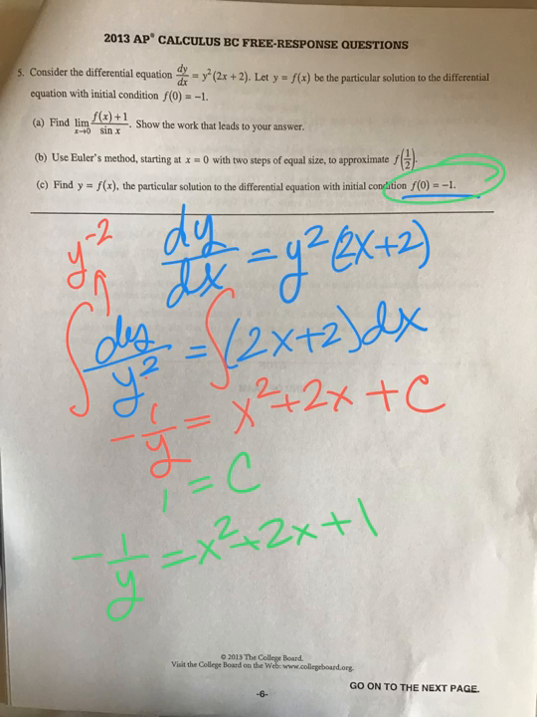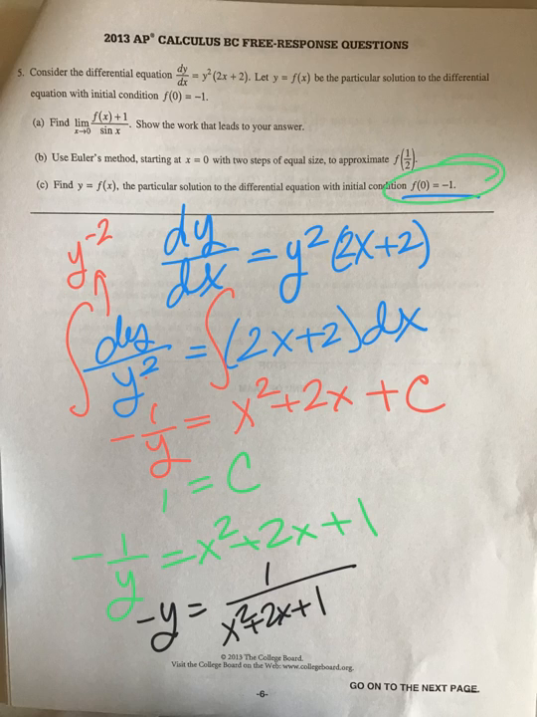Well, now I gotta get y by itself. Multiple things that we can do here. First off, where is the y? It's on the bottom. You want to take the reciprocal? That's cool. That becomes negative y equals 1 over all of that, x squared plus 2x plus 1.